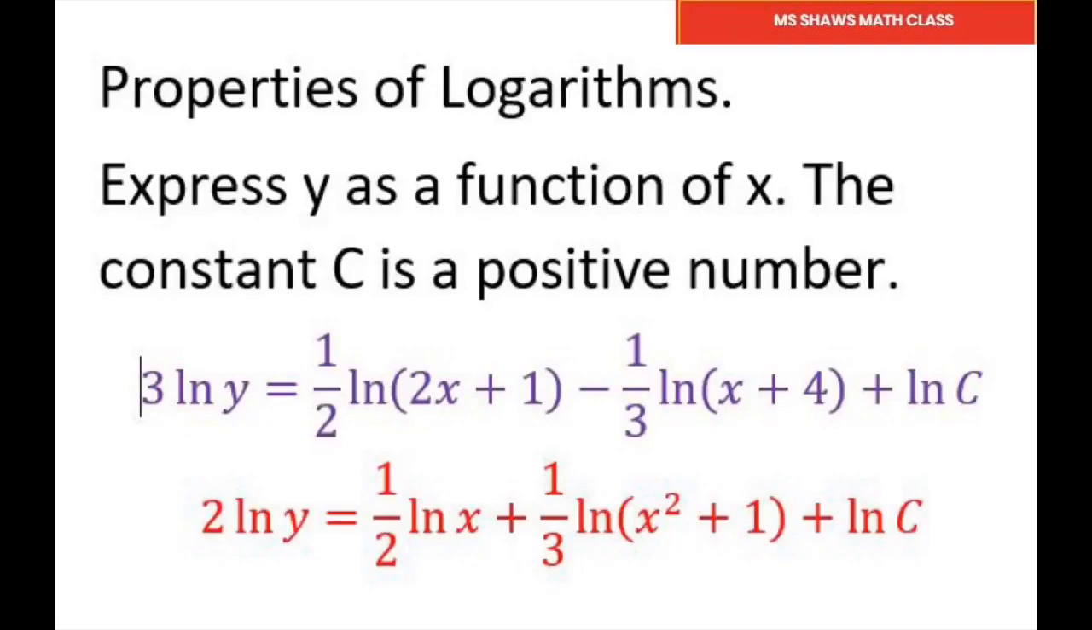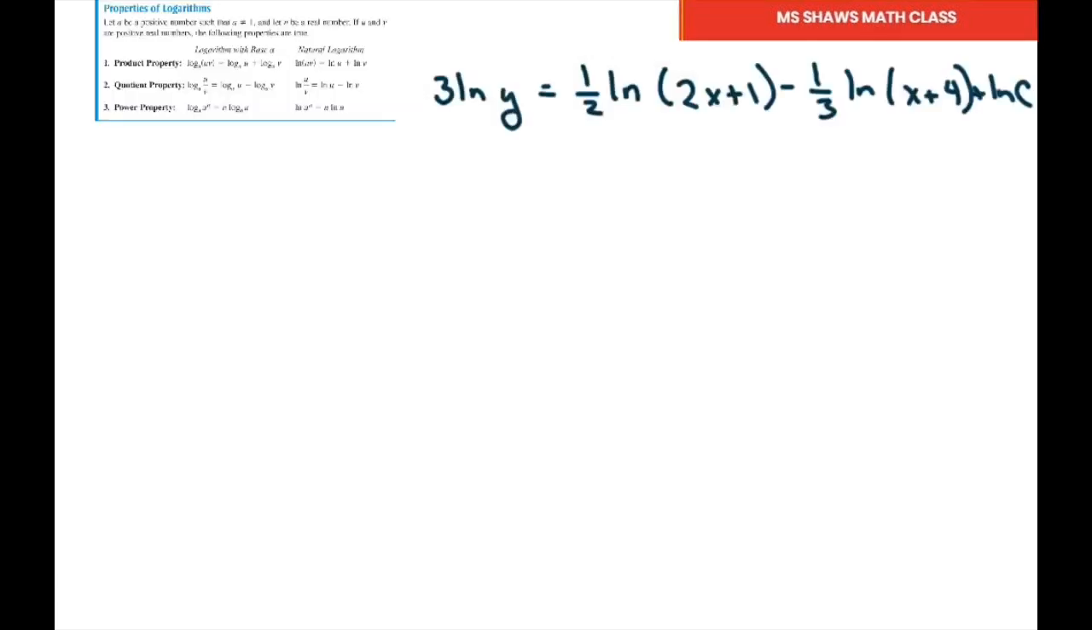Hi everyone, we're going to use properties of logarithms to express y as a function of x. The constant c here is just some positive number. So we're going to get started, and our goal is to have one ln on the left hand side and one ln on the right hand side so we can cancel.